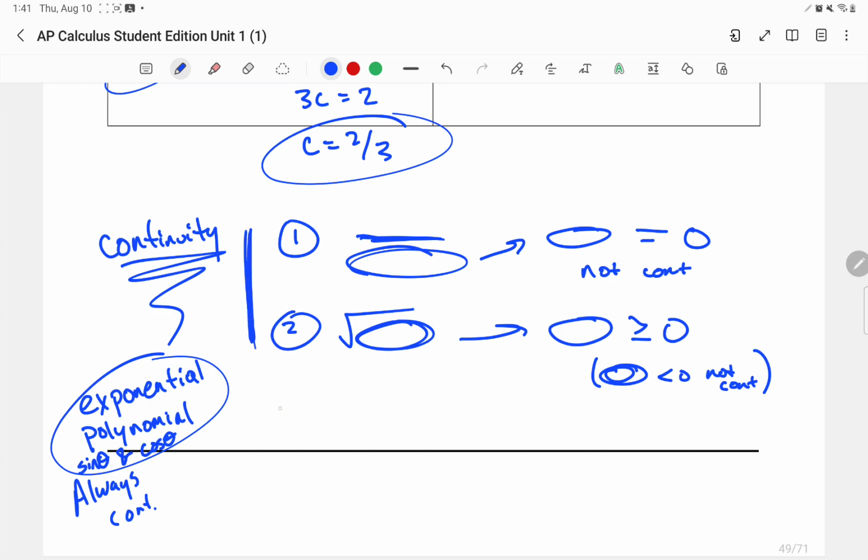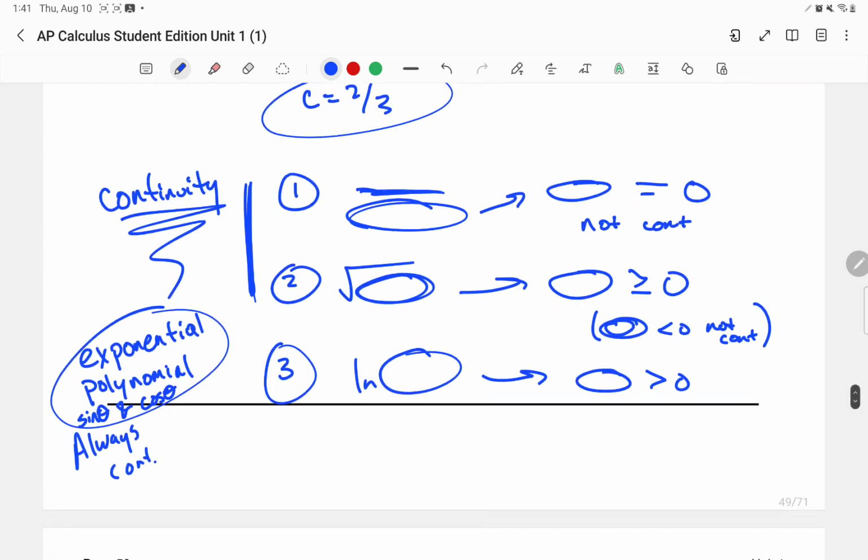Okay. Later on, we'll also worry about ln's, right? The inside of an ln is very similar to a radical. This inside part has to be greater than 0. It's almost the same as the radical. We're not going to worry about that too much yet, but that's one of the other rules.